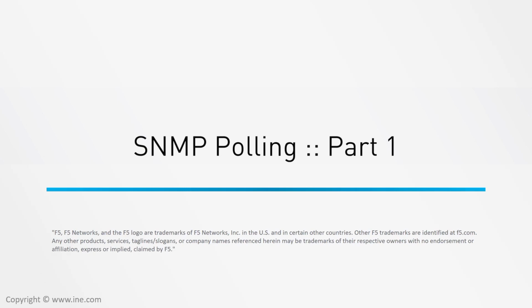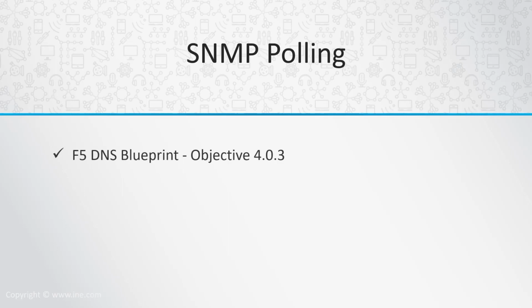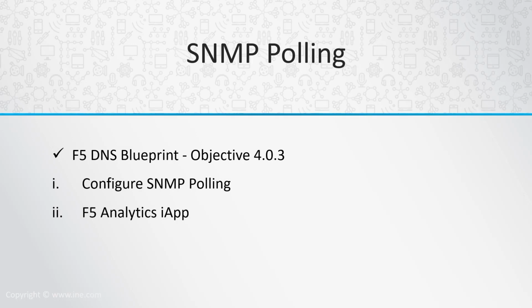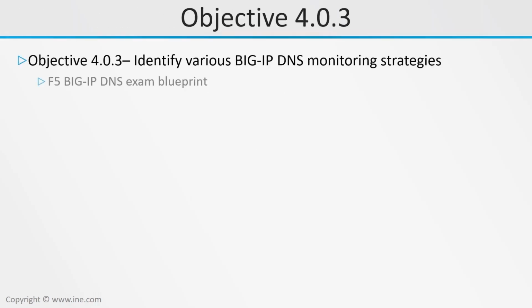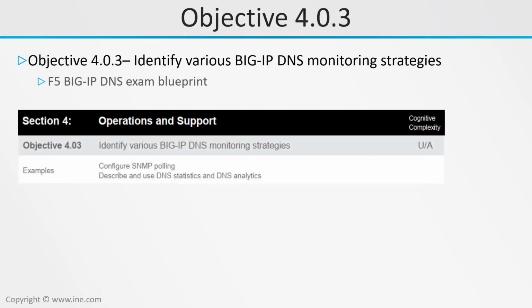Okay, so in this video we're going to be discussing SNMP polling, and we're in section 4, objective 403, and we're going to break this out into two parts: configure SNMP polling and F5 Analytics iApp. So objective 403 is to identify various BIG-IP DNS monitoring strategies and some examples, configure SNMP polling, describe and use DNS statistics and DNS analytics.